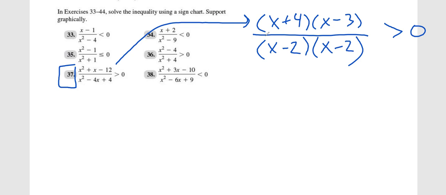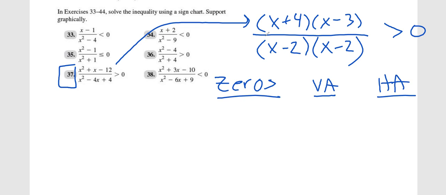Ah, that's a bummer. There's only one vertical asymptote. You need to find the zeros. You need to find the vertical asymptotes. And you need to find the horizontal asymptote. Now, if you're going to find the horizontal asymptote, I suggest you go back to the original to figure that one out. Okay? So find the zeros, vertical asymptote, horizontal asymptote. Go.